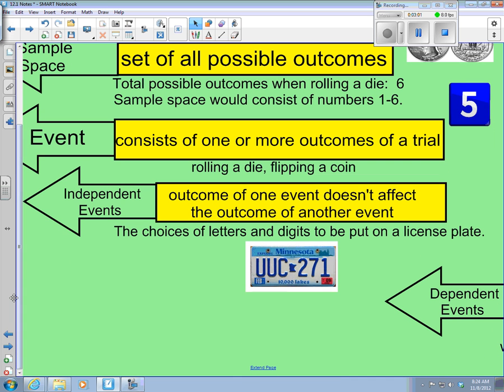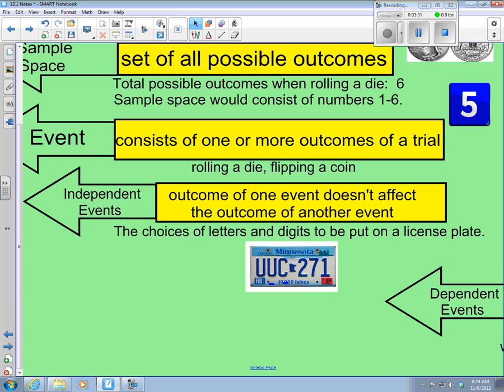Now, there's 2 different types of events. Independent events, where they don't affect each other. Outcomes of one event doesn't affect the outcome of another event. The choices of letters and digits to be put on a license plate, like we said before. If I choose U for the first one, that doesn't mean I can't choose U for the second one here. Or I could choose U for the third one also. So choosing one event doesn't affect the next one. So that's what we call an independent event.